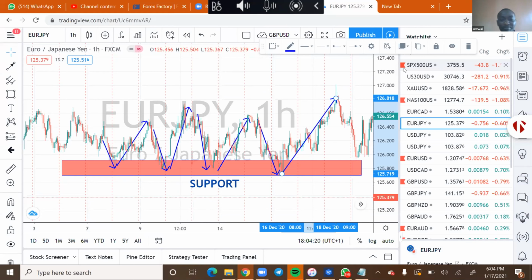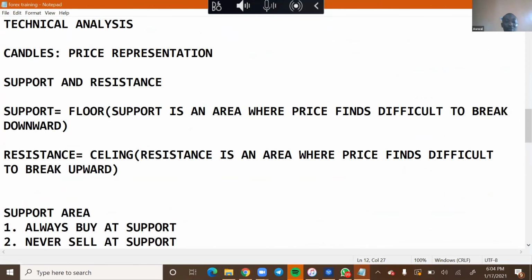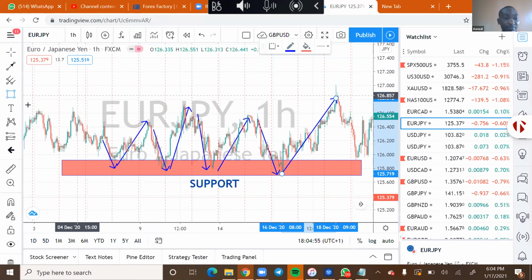Now, at the same time, we have what we call resistance. Resistance can be called a ceiling. Resistance is an area where price finds it difficult to break upward. That is what we call a resistance. So these are basic stuff that you must understand. Now let's go to the chart to show ourselves a resistance area.